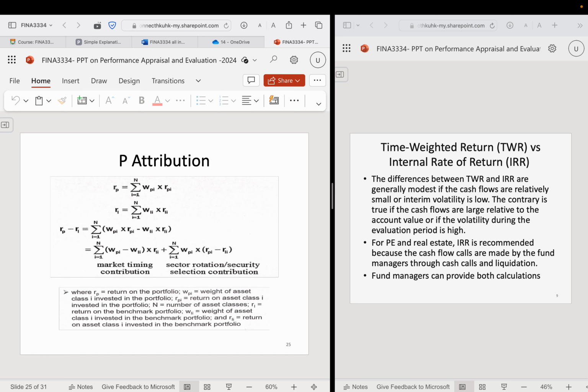Now, the performance attribution formula. It looks so complex, but actually it's so easy. So P is the return of the portfolio. The return of the portfolio is the weight of each asset invested in the portfolio times the return of that asset class in the portfolio. And then you calculate the numbers. I will show you some numbers later. We can work an example together.